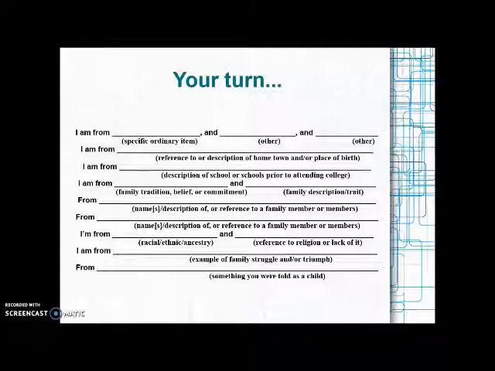So take some time and on a separate sheet of paper, complete this poem for you to help show where you're from, because the whole purpose of poetry is to communicate. So communicate about you using this poem by filling in the blanks.